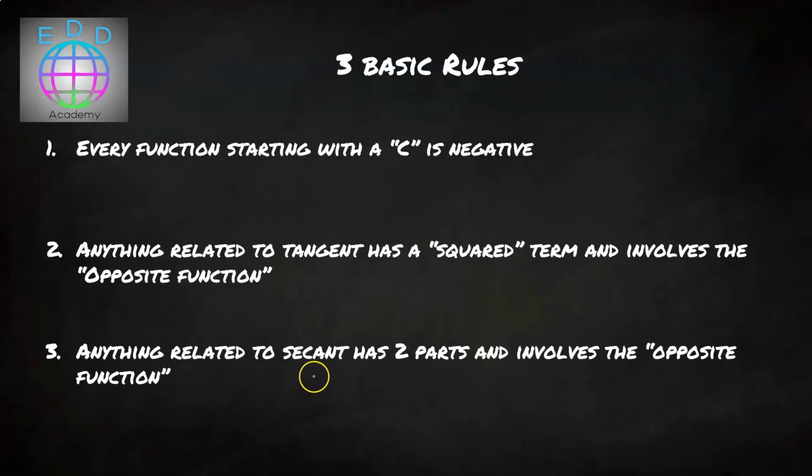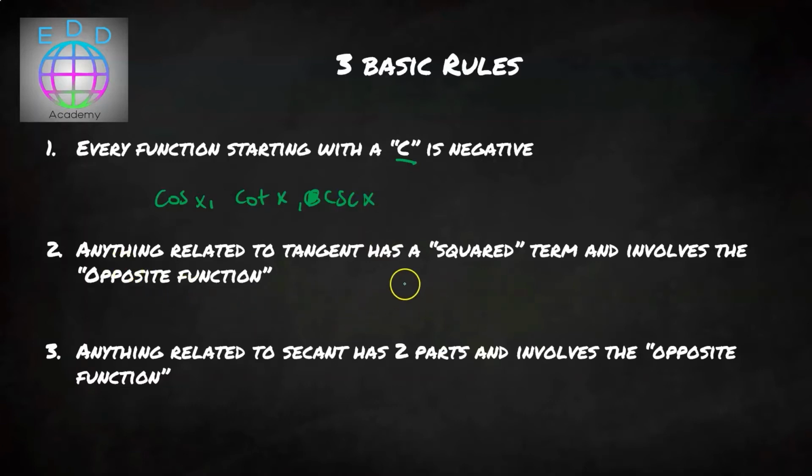So to efficiently memorize all of these basic trig derivatives, I want to lay out some rules that will apply for pretty much every single one and simplify them greatly. So first of all, any function starting with c is negative. That means cosine x, cotangent x, and cosecant x will all be negative.